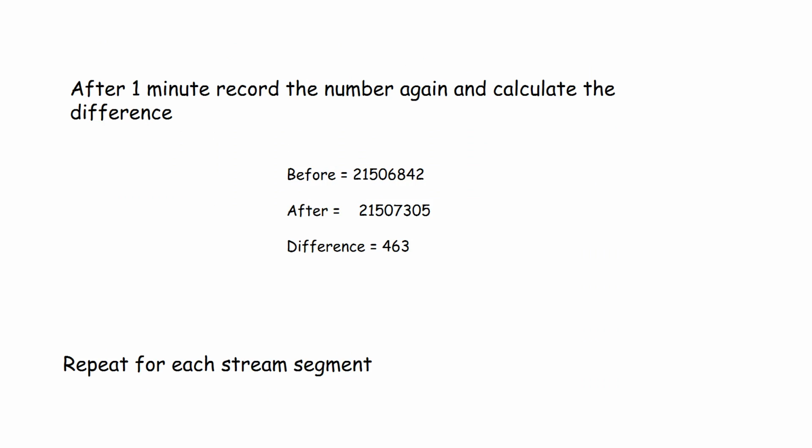At the end of 1 minute, we record the number on the flow meter again and calculate the difference. So for instance, before, if the number was 21506842, and afterwards it's increased to 21507305, we subtract the before from the after and we find that the difference is 463. We repeat this for each segment.